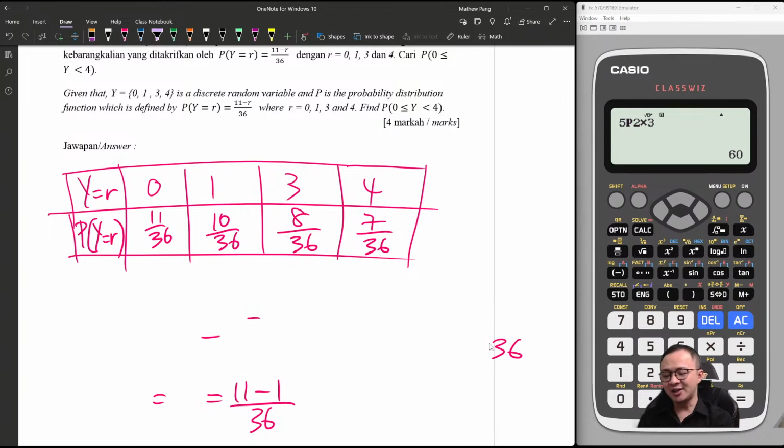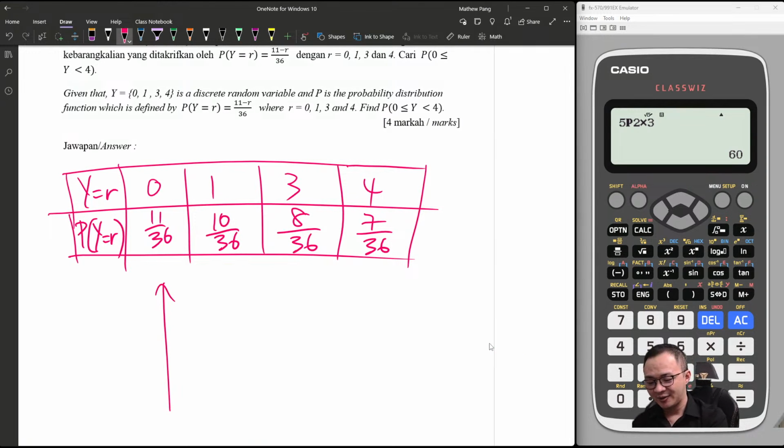And then they asked us to draw the graph, so we just draw it to make them happy. So we'll have r here. Then this is probability y equals r.